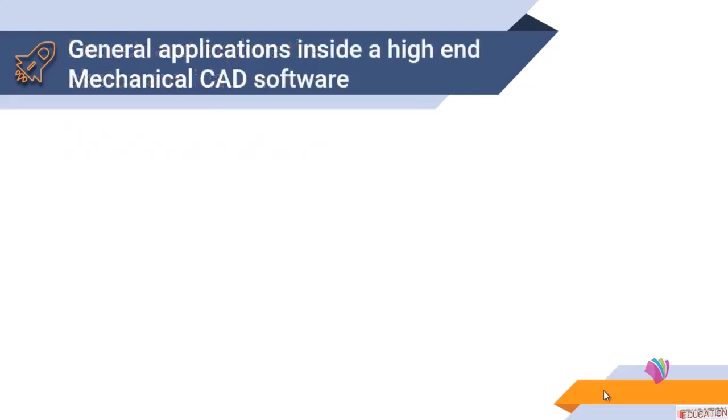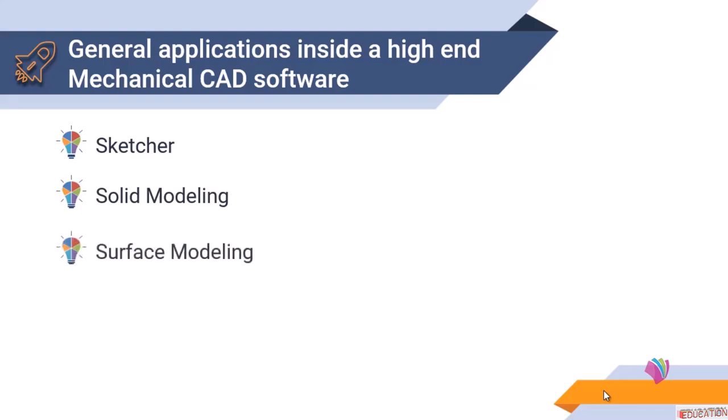The general applications inside a high-end mechanical CAD software are Sketcher, where you create a 2D sketch, Solid Modeling, where you use the 2D sketch and create solid models, Surface Modeling, where you create surfaces, Assembly Design. In this application, you can create assemblies from the solid models that you have created in the Solid Modeling application. Drafting, the same solid model that you have created in Solid Modeling application can be used for creating drawing sheets using this drafting application.